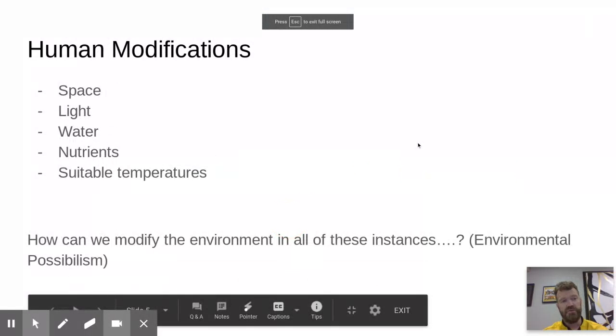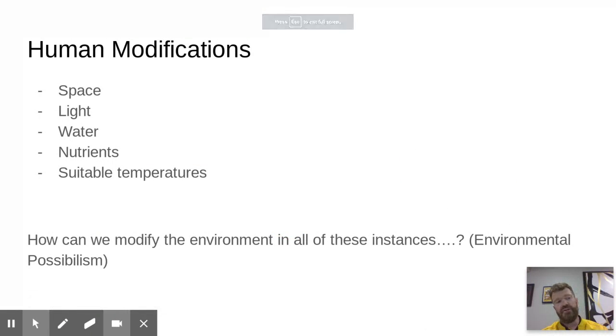products to be sold. So human modifications, ways that we can modify that, right, with space, with light, with water, with nutrients, with suitable temperatures. So like space-wise, you could cut down trees and make it farmland. Okay, you can increase the light in a greenhouse by magnifying it. You could add more water through irrigation. Okay, you could fertilize the land with nutrients. Okay, you could use a greenhouse again for more suitable temperatures, right? So this is environmental possibilism.